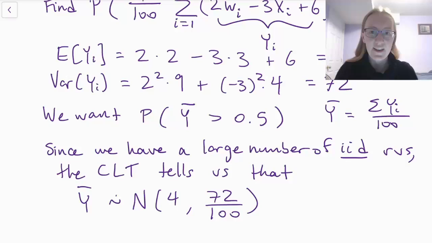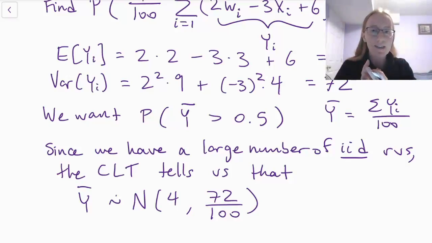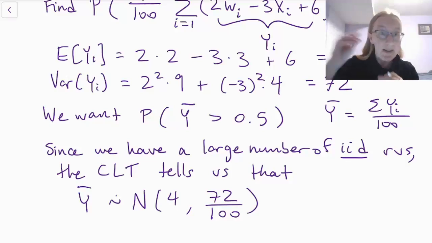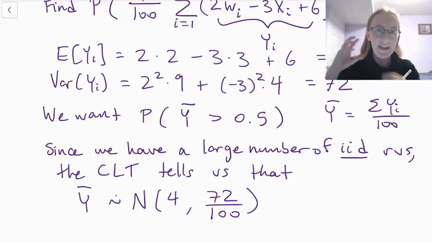So this is one of the good old central limit theorem ideas. The central limit theorem tells us if we have a bunch of IID random variables, we can approximate the sum of them by a normal with mean n times mu and variance n times sigma squared. Or we can approximate the sample mean, which is taking them all, adding them up, and dividing them by how many there are. It's normal with mean mu and variance sigma squared divided by n.